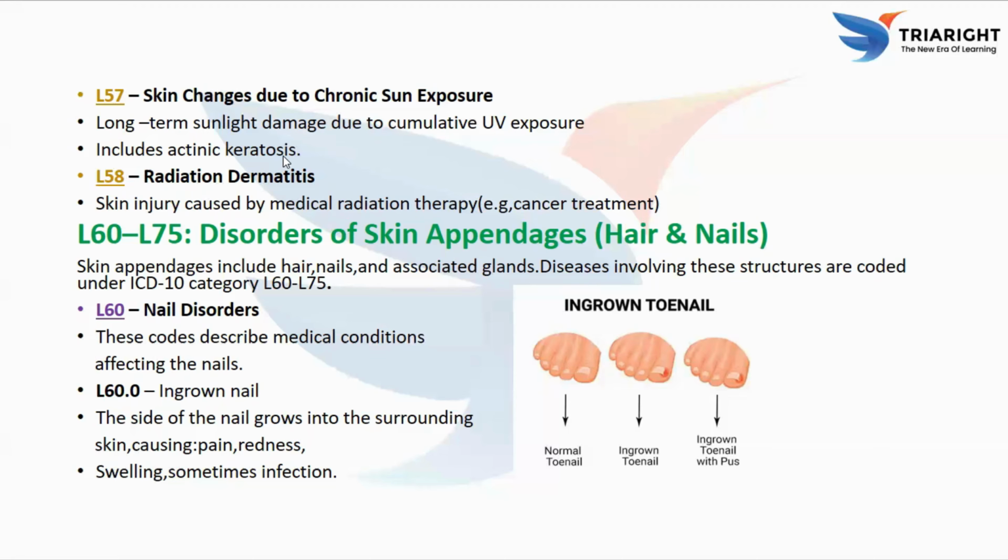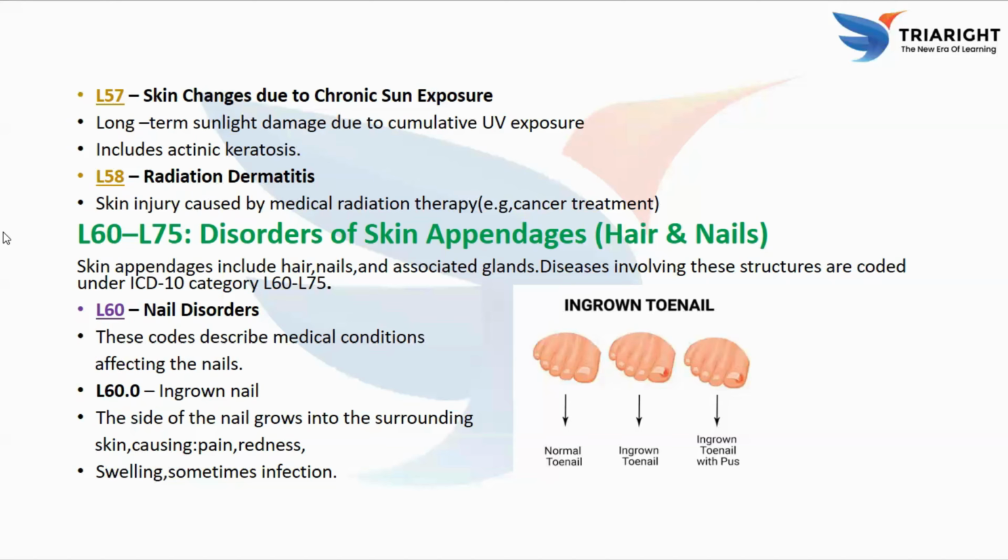Next classification is L60 to L75, which describes the disorders of skin appendages, that is hair and nails. The skin appendages include hair, nails, and associated glands, that is sebaceous and sweat glands. Diseases involving these structures are coded under the ICD-10 category L60 to L75. So what is L57? It is skin changes due to chronic sun exposure. As I already said, this leads to cumulative UV damage.